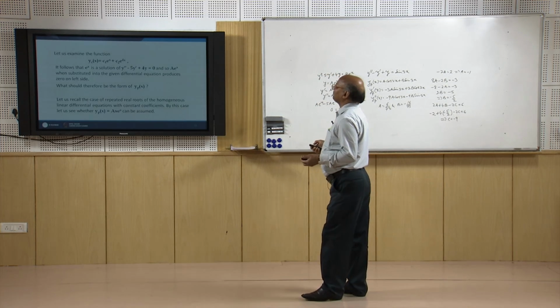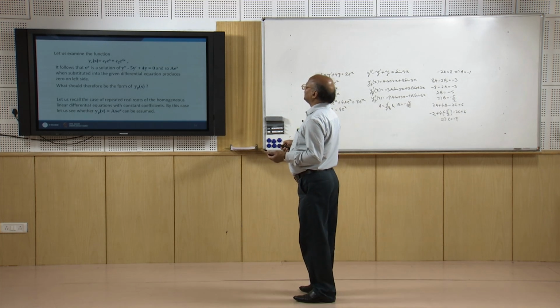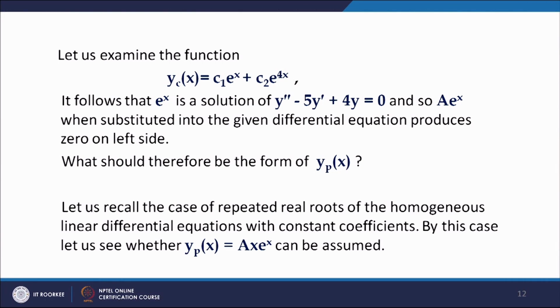So, what should be the form of y_p(x)? Now, let us look at the complementary function. The complementary function is c1 e to the power x plus c2 e to the power 4x, and therefore, e to the power x and e to the power 4x are both solutions of the associated homogeneous linear differential equation of second order, that is y double dash minus 5y dash plus 4y equal to 0. And so, a e to the power x when substituted in the given differential equation produces 0 on the left hand side. Now, what should therefore be the form of y_p(x)?